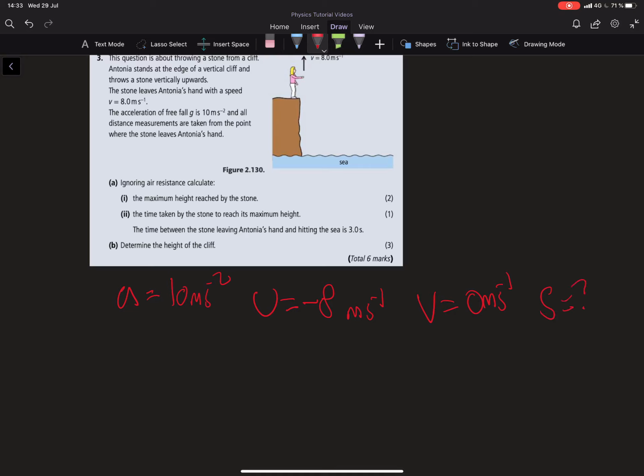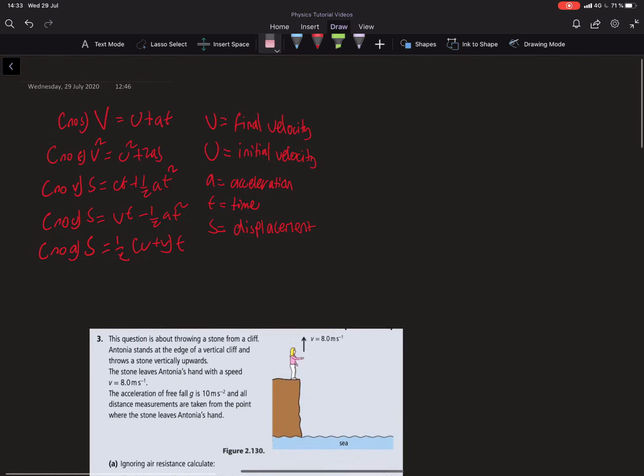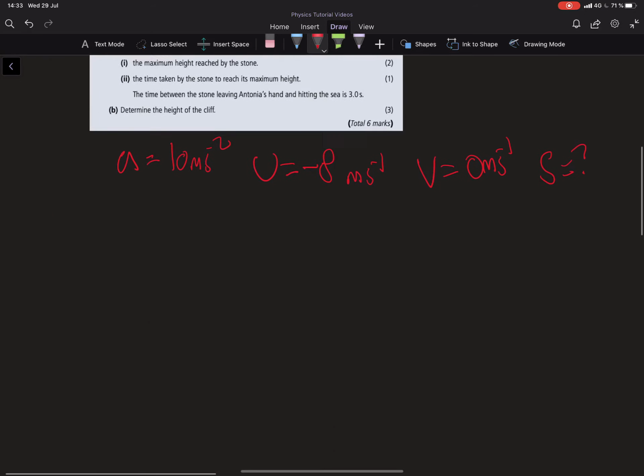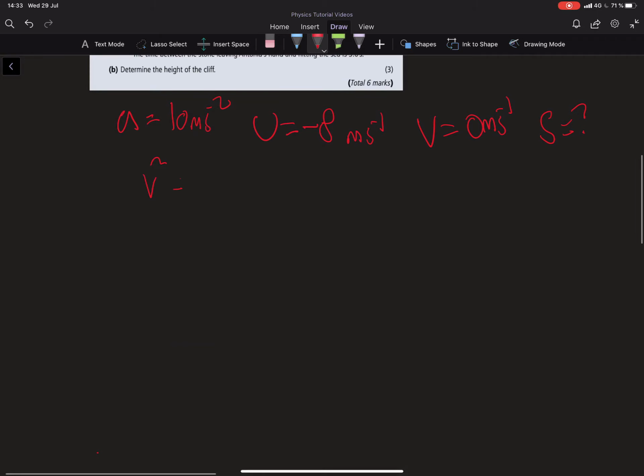Now looking back at our equations, let's figure out which one we should use. What we do not have here is the time taken. This means that the second equation applies here. So we will use v squared is equal to u squared plus 2as. Now, from here on out, you can rearrange the equation because we want s, so we can write it as s is equal to v squared minus u squared over 2a.